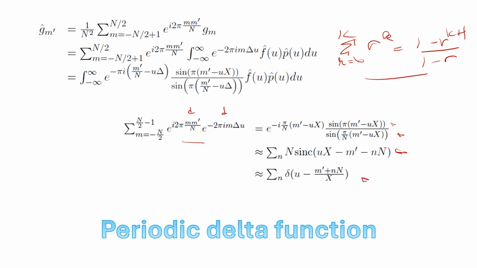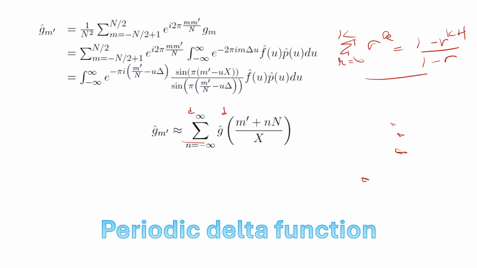So it will turn out that the discrete Fourier transform of our measurements is going to evaluate this integral for the inverse Fourier transform at delta functions where u is equal to m prime plus n over x. Those would be the coefficients of our delta function. And so we get a periodic representation of the continuous Fourier transform of the underlying measurement distribution from the discrete Fourier transform of our actual measurements.